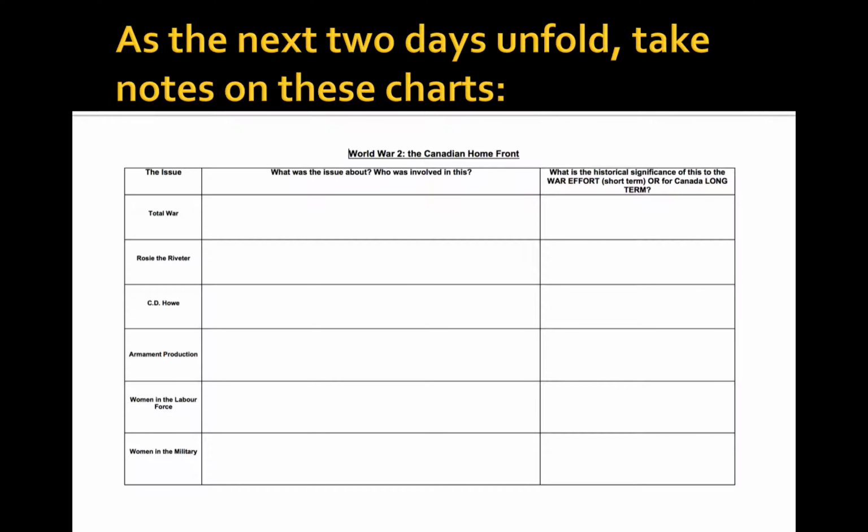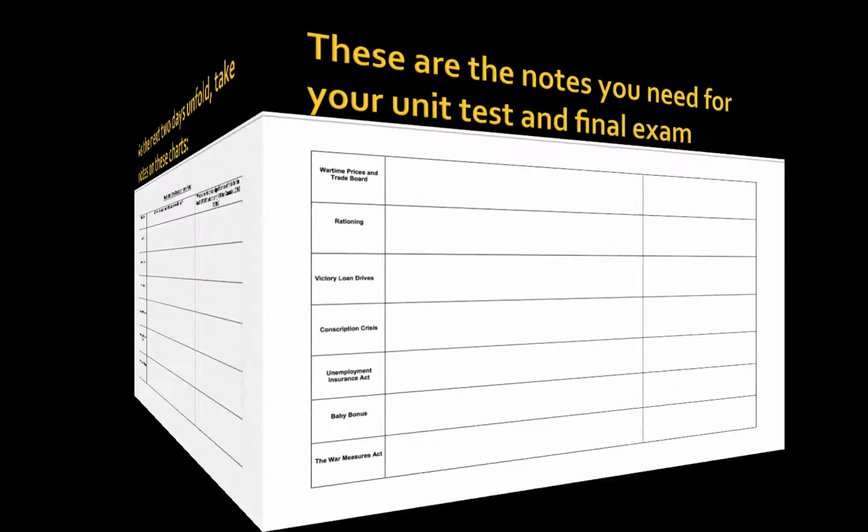As the next 2 days unfold, take notes on these charts. They're the ones that are attached and your teacher will hand them out to you. What you need to look for is what the issue is about, who is involved, but most importantly, what is the historical significance for the war effort, which is a short-term significance, or for Canada is a long-term significance. You can look at either or of those.